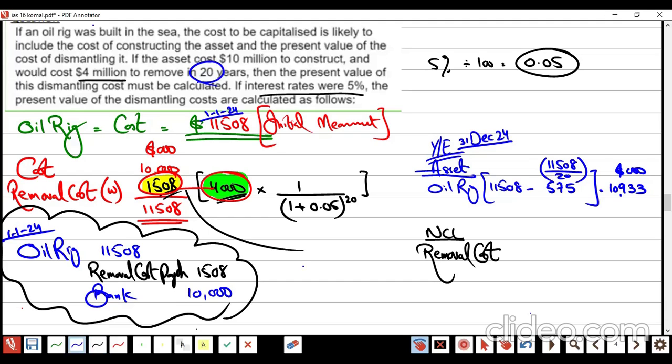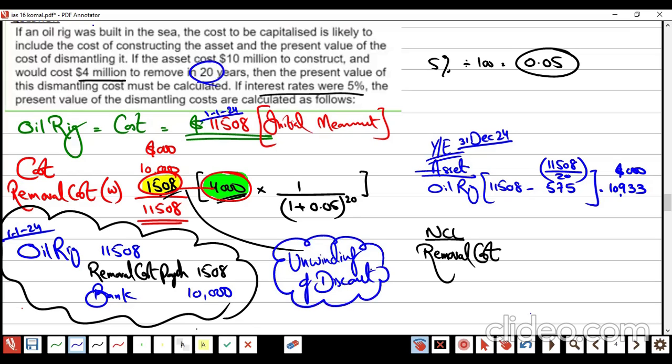That is a topic called unwinding of discount. Unwinding of discount means little, little, thoda, thoda. Every year you will increase your liability with it. And how to compute this thoda, thoda, which is known as unwinding of discount? So there's a formula for that.